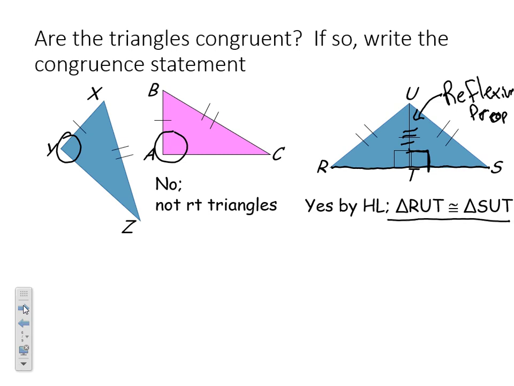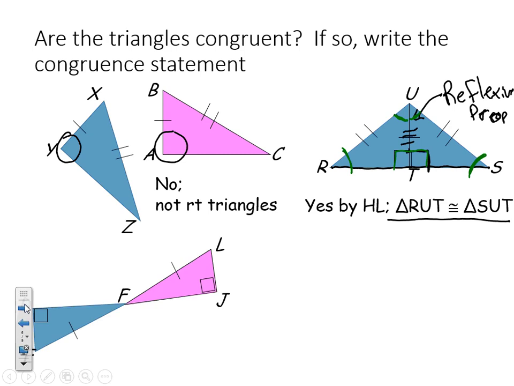Congruent statements, okay? Triangle RUT is congruent to triangle SUT. Make sure you line up the angles that are congruent. So if we look at this one, R is congruent to S, U is congruent to U, and then T is both right angles, so they're the same.